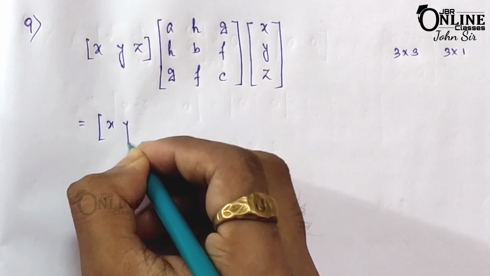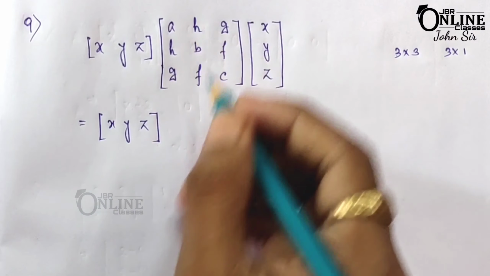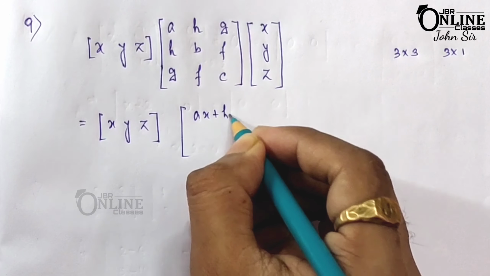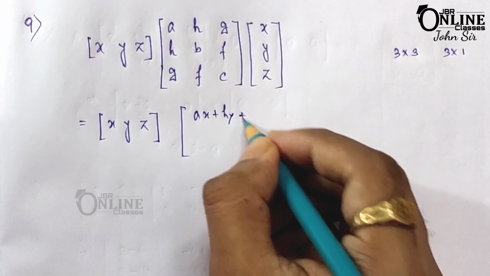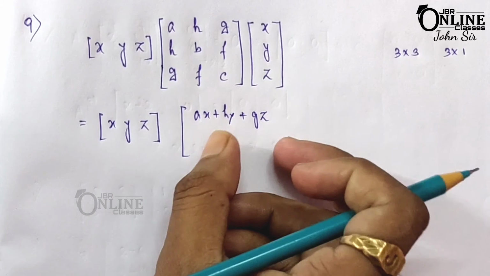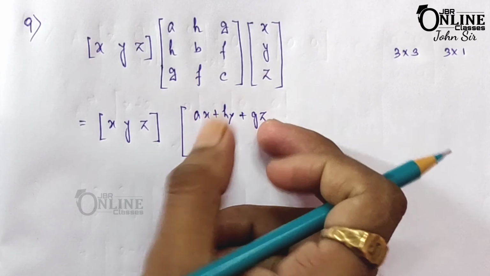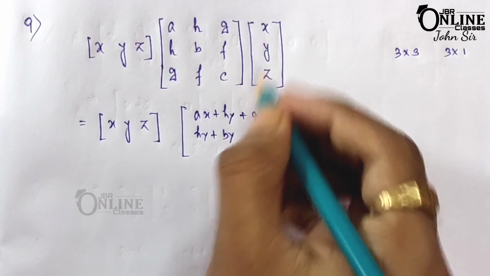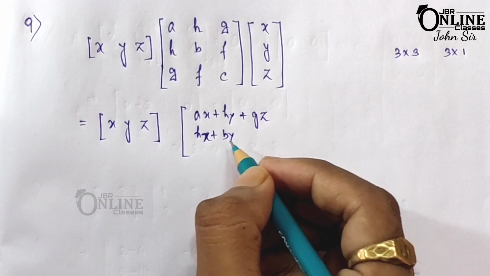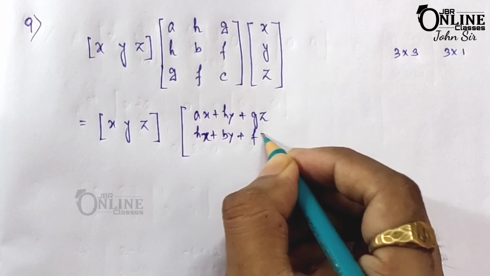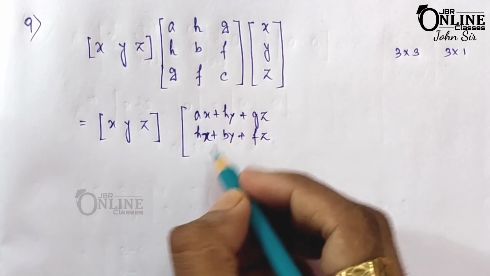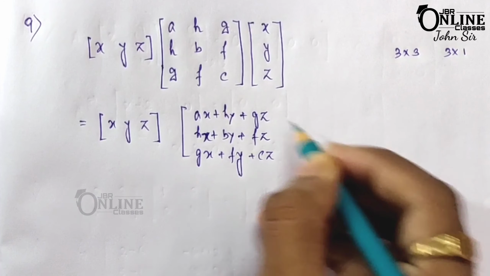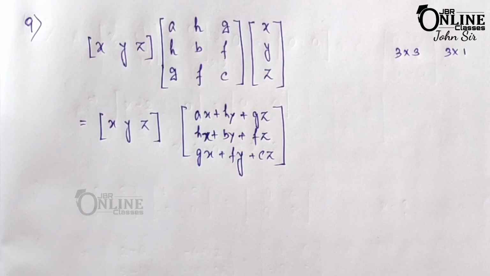So first write down this one, and if you multiply this one, you will get ax plus hy and then plus gz. This is the first element. Next one, hx plus by plus fz, second element. Next, gx plus fy plus cz is the third element.